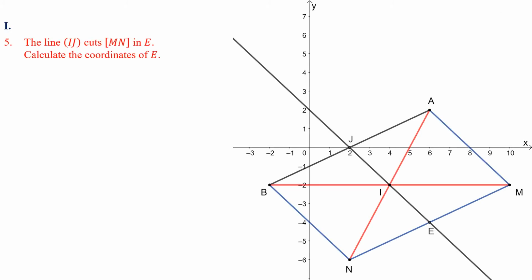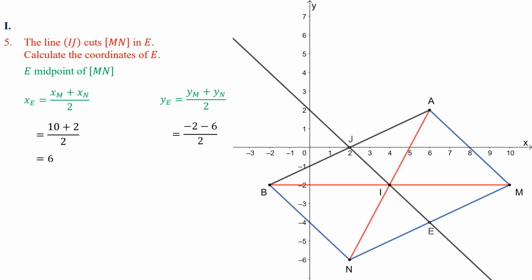In part 5, the line IJ cuts MN in E. Calculate the coordinates of E. We have I, the center of the parallelogram ABNM, and J midpoint of AB, then E midpoint of MN. Then xE equals (xM plus xN) over 2 equals (10 plus 2) over 2 equals 6, and yE equals (yM plus yN) over 2 equals (-2 minus 6) over 2 equals -4. Then the coordinates of E are (6, -4).